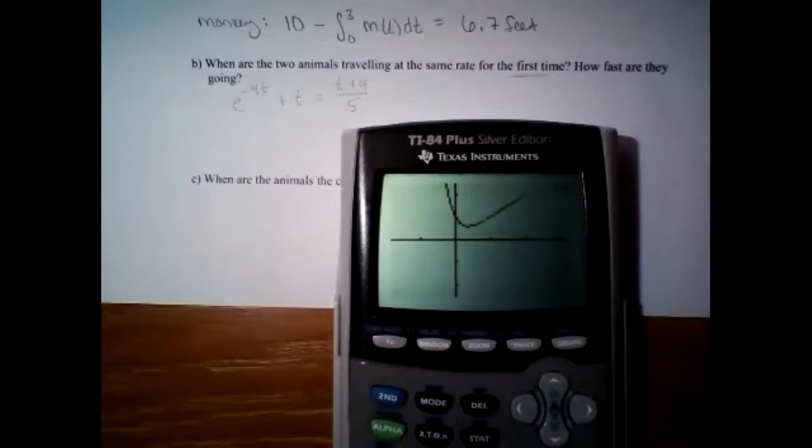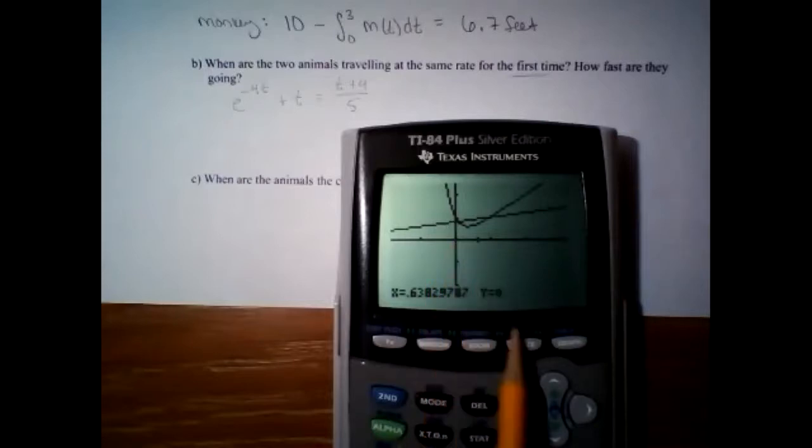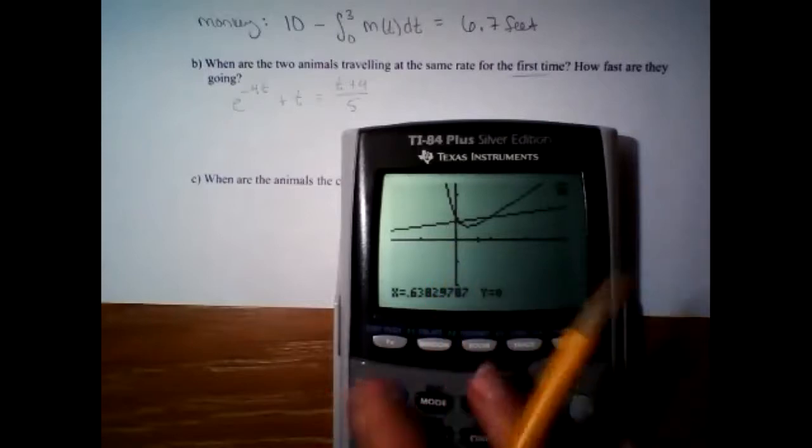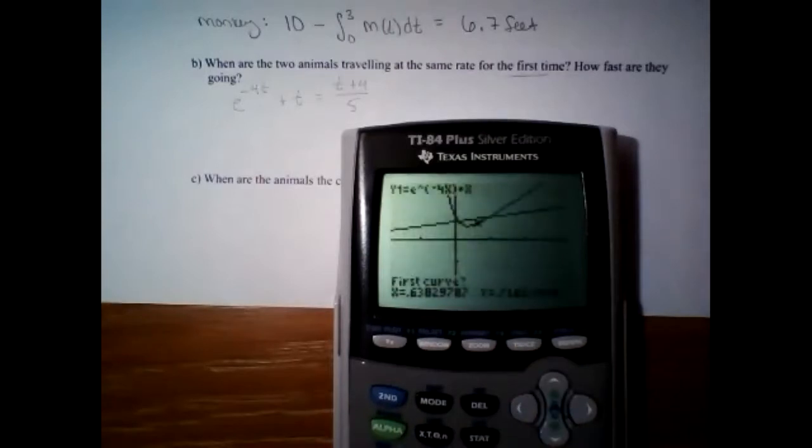All right, so again, there's the gopher equation. Here's the monkey equation. So we want the first intersection. So I'm going to do second trace, choose intersect. And again, it's going to do first curve, second curve, guess. This time the guess does matter because there's two intersections. First curve, enter, second curve, enter. For guess, you just want to move the cursor closer to the first one. And so this is your answer.